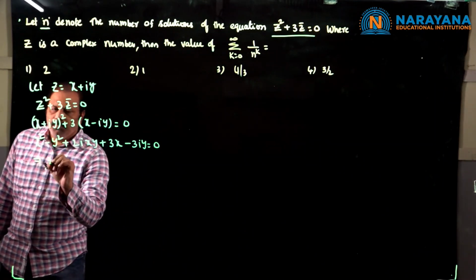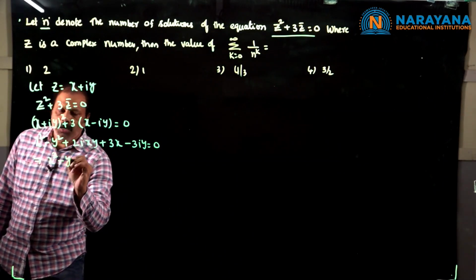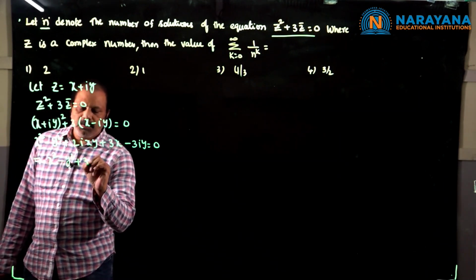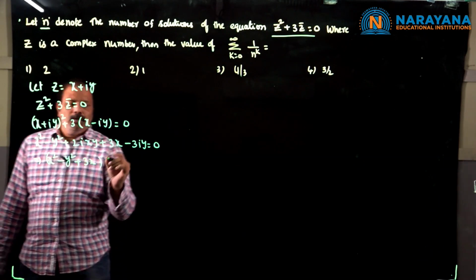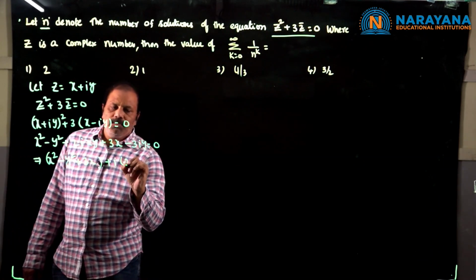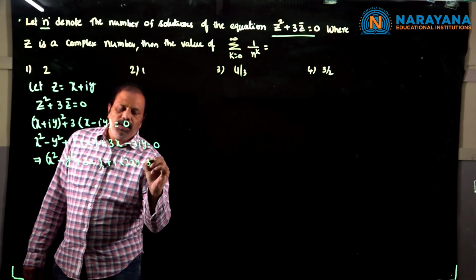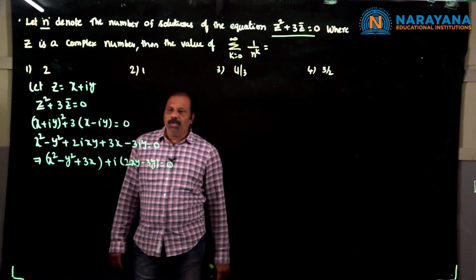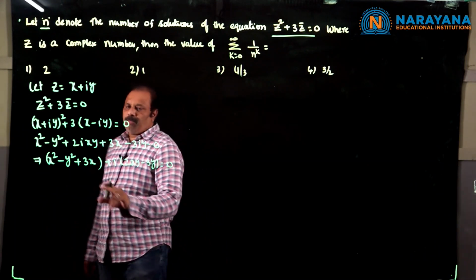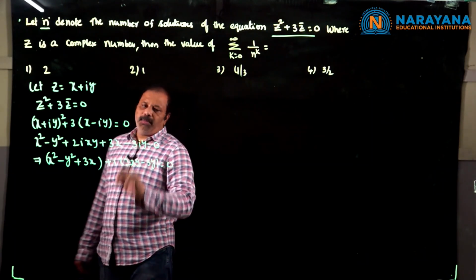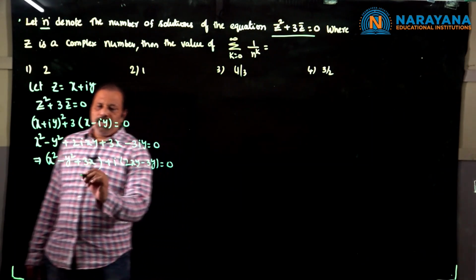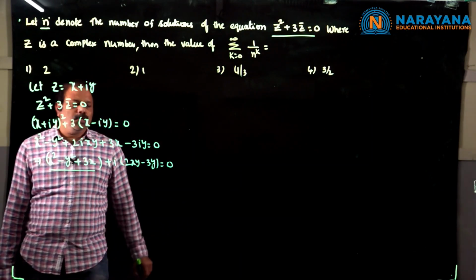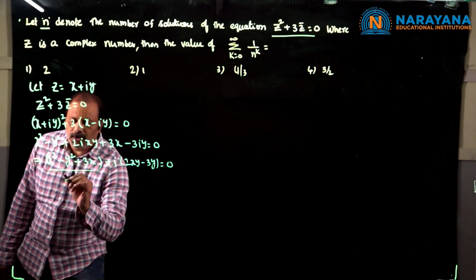Separating real and imaginary parts: x squared minus y squared plus 3x, plus i times (2xy minus 3y) is equal to 0. Right side we have 0, and the left side has a complex number comprising both real and imaginary parts. By comparing real and imaginary parts, the real part is x squared minus y squared plus 3x, and the right side real part is 0.